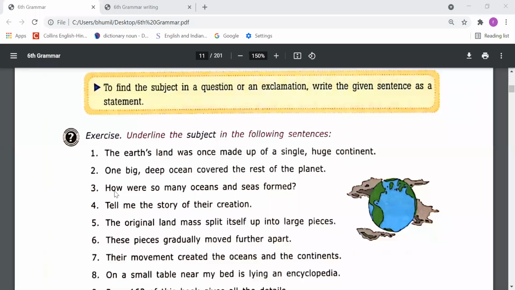Sentence number 3, how were so many oceans and seas formed? So we are talking about so many oceans and seas. That's why this part is the subject, so many oceans and seas, and the rest of the part is the predicate. Tell me the story of their recreation.